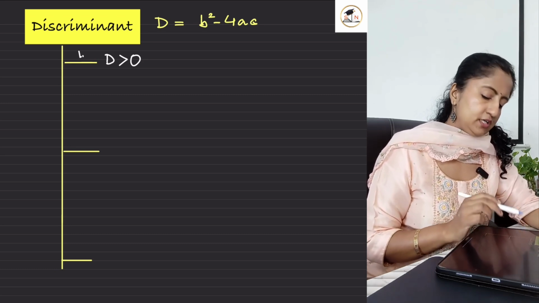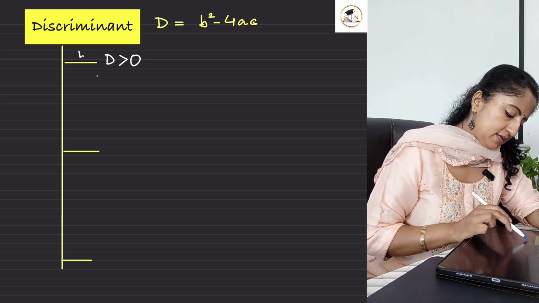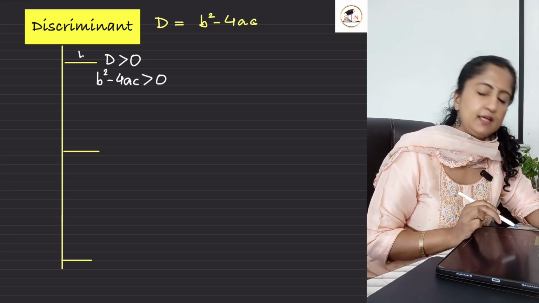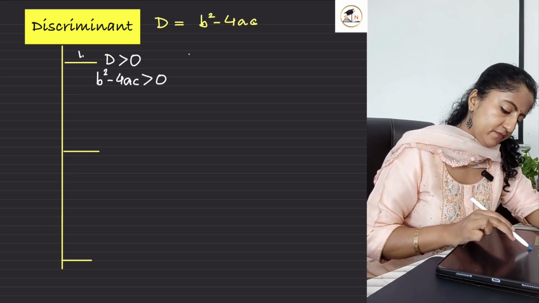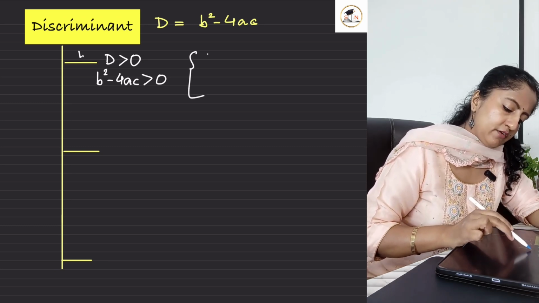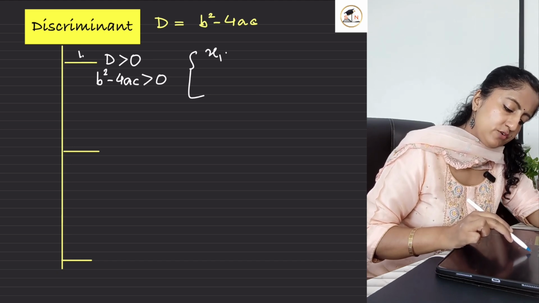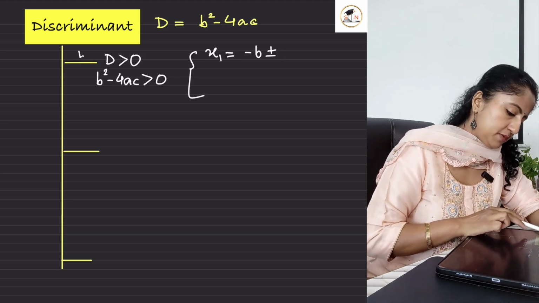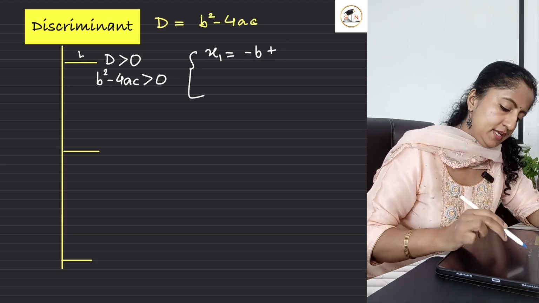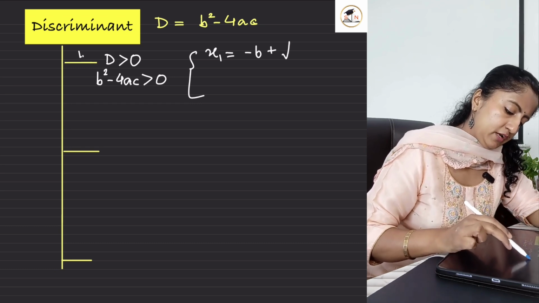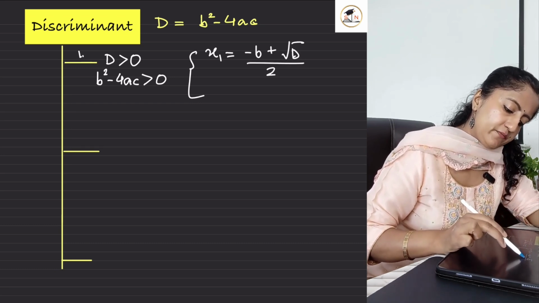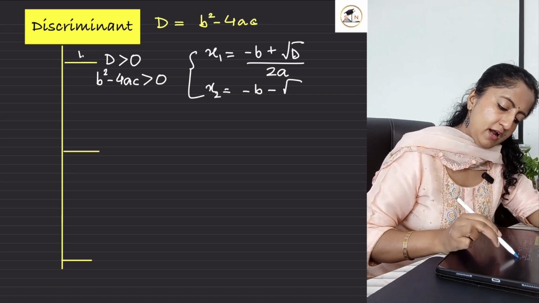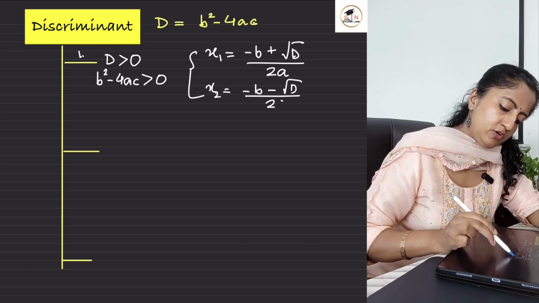The first one I have written, d is greater than 0, means I am talking about b square minus 4ac to be greater than 0. Now, what does this give me? This gives us that the values of x, the first value is going to be minus b plus, sorry, it's not going to be plus minus. I'm writing both differently, separately. So minus b plus under root of d over 2a. And then the next value minus b minus under root of d divided by 2a.